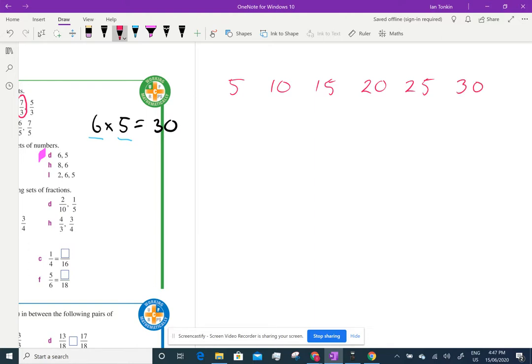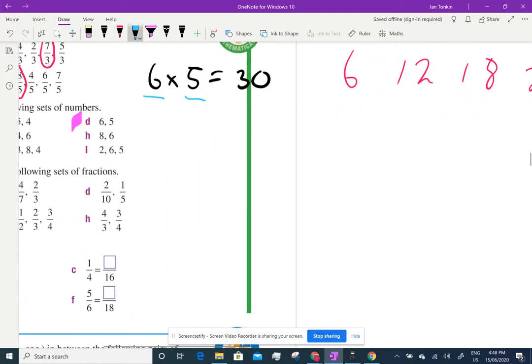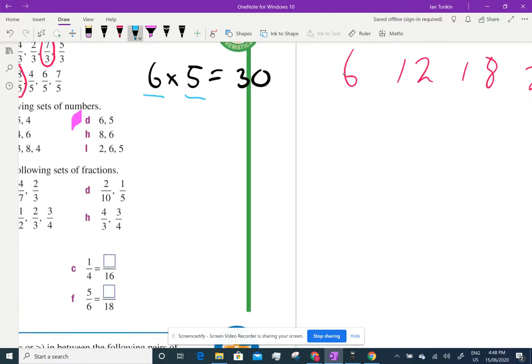If I do my 6 times table, I go 6, 12, 18, 24, and 30, and they're all the multiples. Now, I've got to know my times tables to be able to do that. But there's the lowest common multiple. I could have got a common multiple by just multiplying two numbers, and as it just so happened this time, the lowest common multiple is 30. Let's have a look at another one.